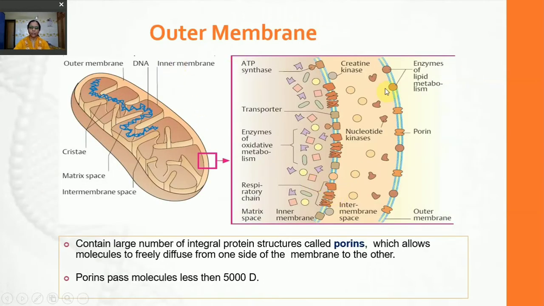Both outer membrane and inner membrane are made up of phospholipid bilayers and proteins, but they have different properties. Let us see the outer membrane. The outer membrane has enzymes of lipid metabolism and also integral proteins which are called porins. These porins allow smaller molecules to pass in, but they do not allow molecules greater than 5000 Daltons to pass inside. This is the perimitochondrial space and this is the inner membrane. The inner membrane and this matrix contain enzymes for the citric acid cycle and electron transport system.